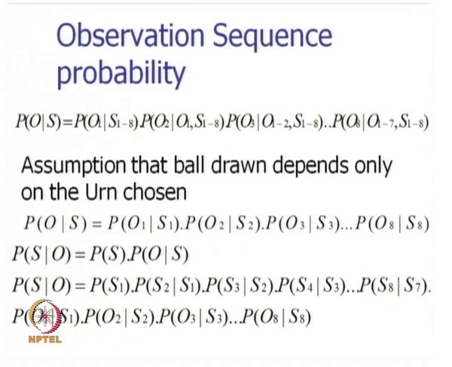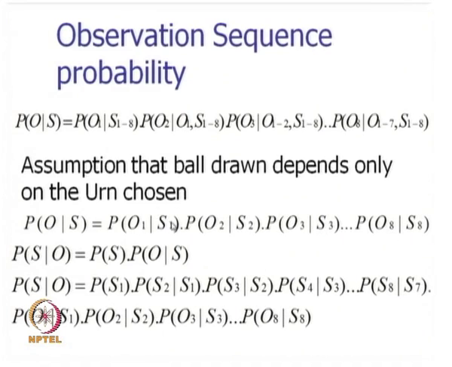So, when we make that assumption, we know that O1 depends only on its current arm S1, O2 depends on the current state S2, O3 depends on the current state S3 and nothing else, and therefore, all these probability factors can be written as P(O1 given S1) into P(O2 given S2), P(O3 given S3) and finally, P(O8 given S8).